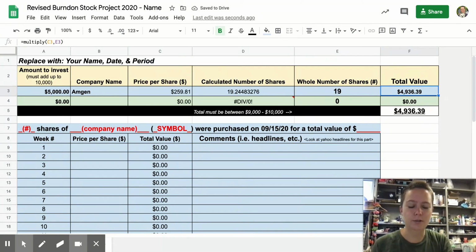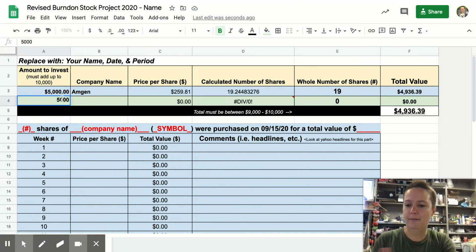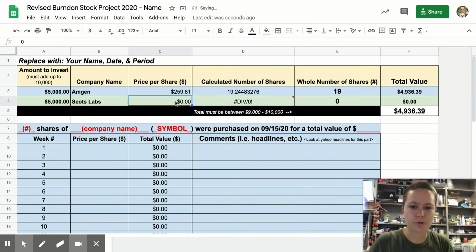Okay, if you wanted to, you could do some fancy math to figure out how much you have left and type that in here. But to keep it really simple, let's just put the other 5,000 you have here. Let's say you're investing in a company that I'm making up, Scott's Labs. And again, you go to Google or Yahoo Finance to find the stock share price for that company. So you look it up on Yahoo Finance. It's the big main one at the top, the price per share there. And you're going to enter that in.